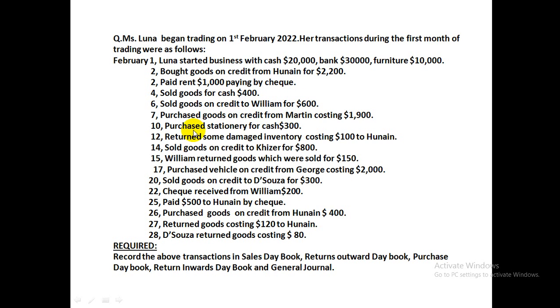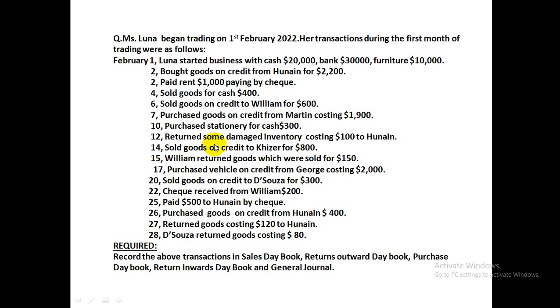Purchased goods on credit, purchased stationery, returned some damaged inventory, sold goods to Khizr, William returned goods, purchased vehicle on credit, sold goods on credit to D'Souza, check received, paid by check, purchased goods, returned goods and returned goods. Record the above transactions in sales day book, return outward day book, purchase day book, return inward day book and journal. We have to decide which transaction is to be recorded in which book.